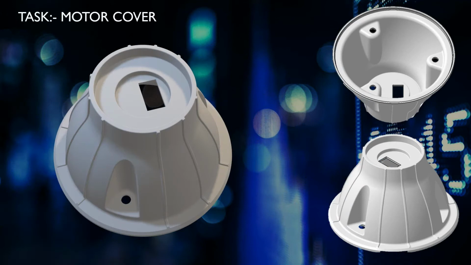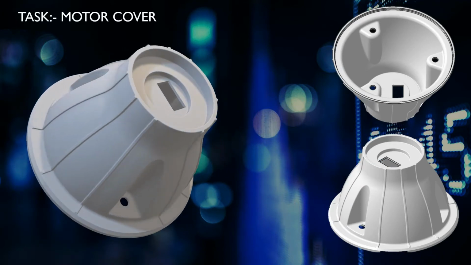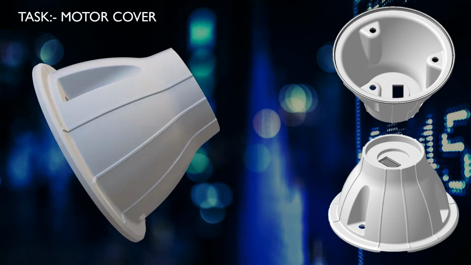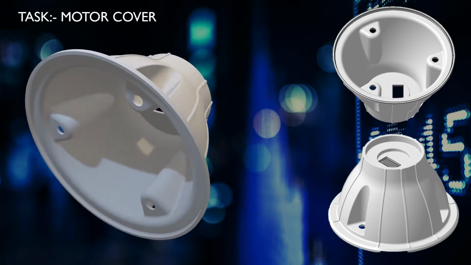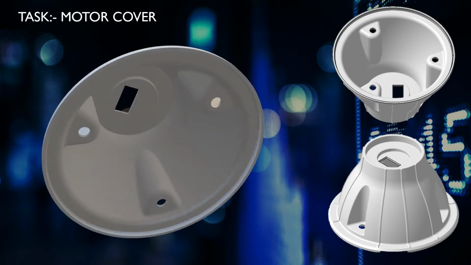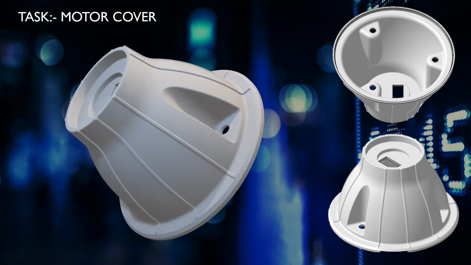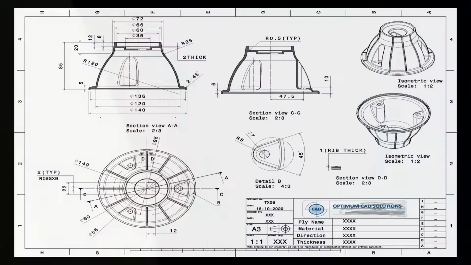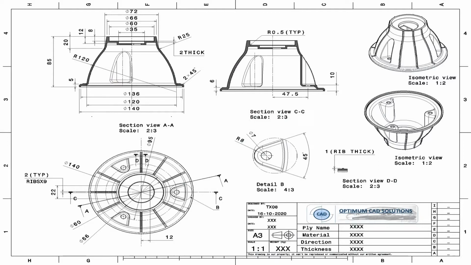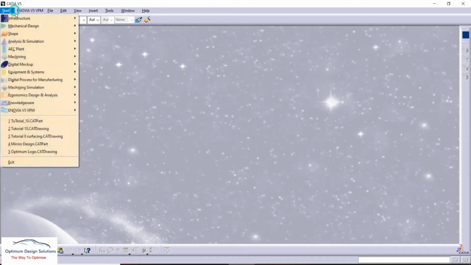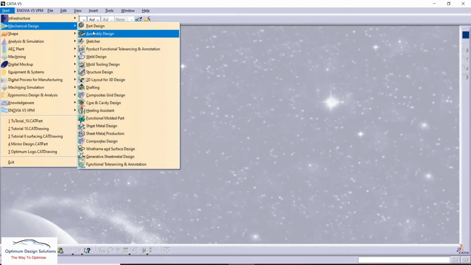So without wasting time, let's take today's tutorial and the task to design the motor cover. The motor has a rotor and winding inside the metal body. Basically it is a cylindrical shape. To protect it electrically, we have to use the plastic cover. So let's see our today's task. This is our 2D design. With the help of all the dimensions and section views, we are going to design our 3D.